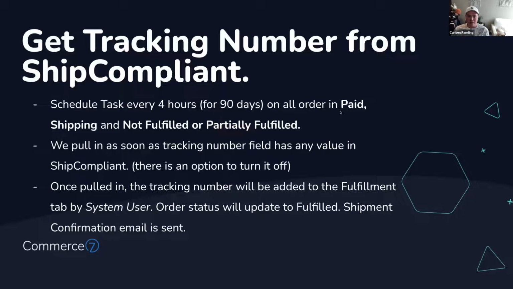And it performs this check for all orders that have a paid status, that are shipping, and that are not fulfilled or partially fulfilled. So those are the orders that may have tracking numbers in ShipCompliant that we might need to pull into Commerce7. Those are the orders that we perform the scheduled task for. So we pull in that information as soon as the tracking number field in ShipCompliant has any value.